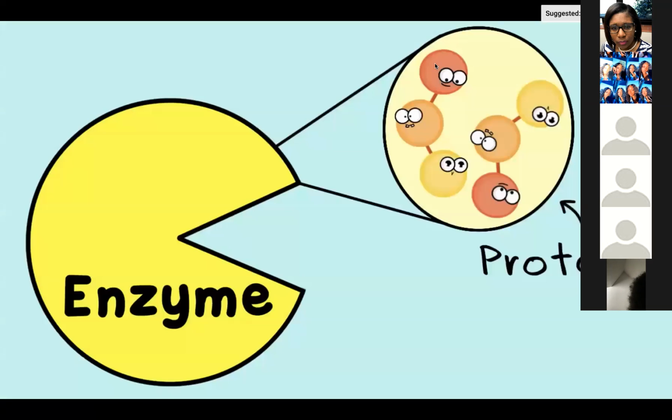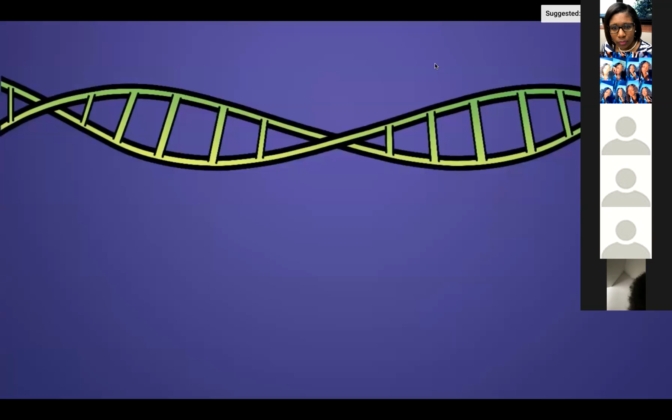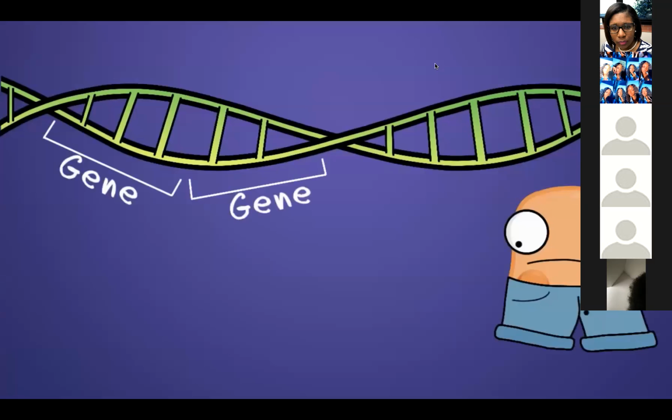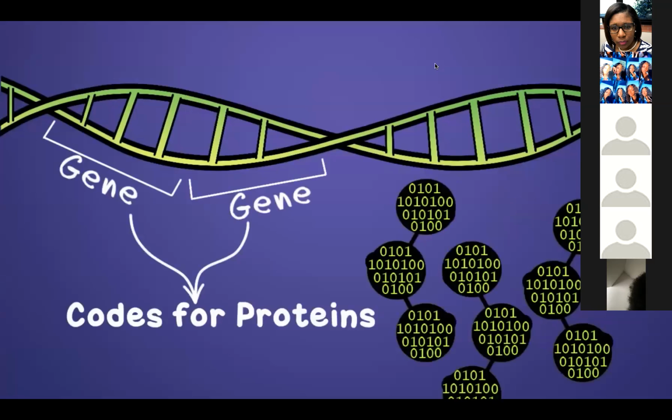Remember, enzymes are made of proteins, so proteins are important for the body. Now, when we start talking about genes, the DNA genes, not the genes you wear, the DNA codes for proteins that are very important for structure and function in the body.